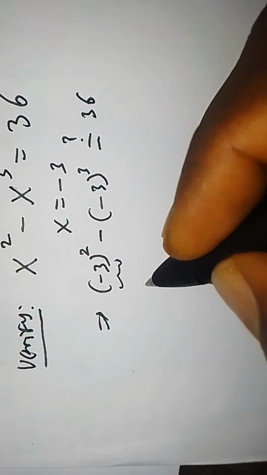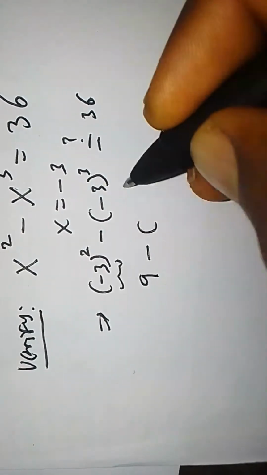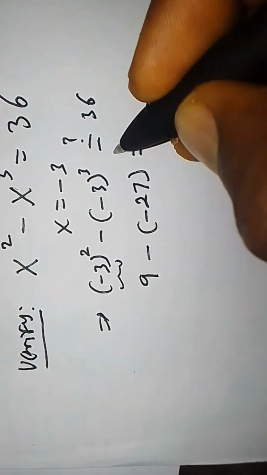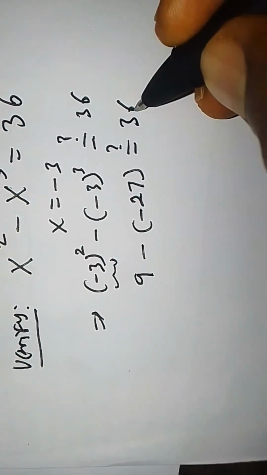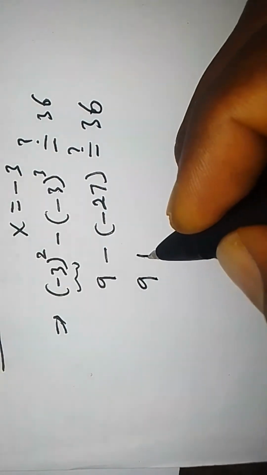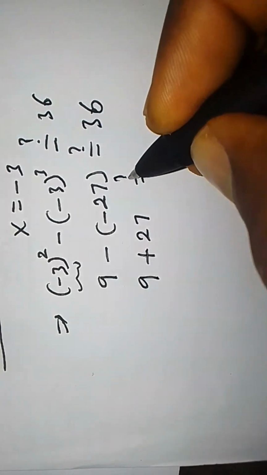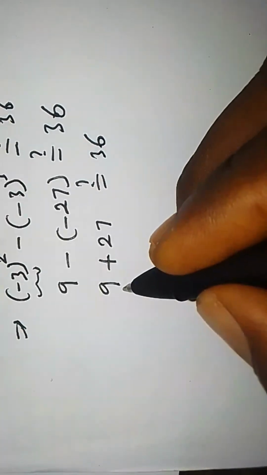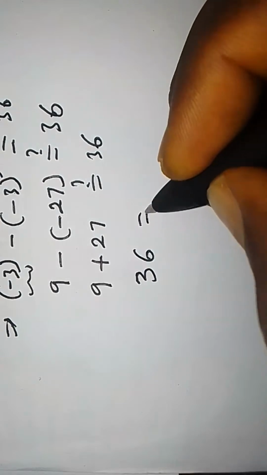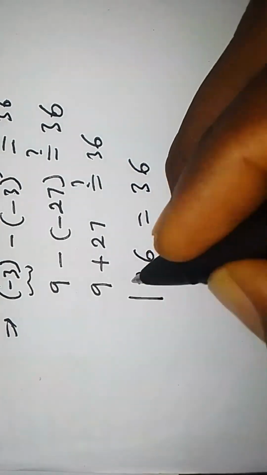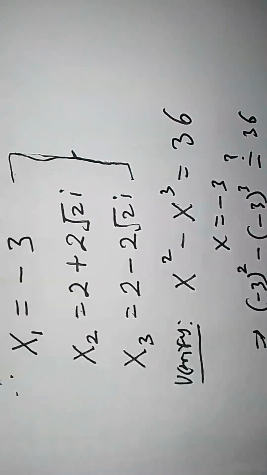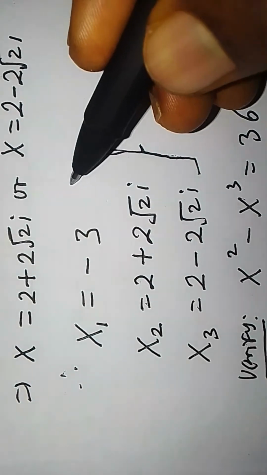That is minus 3 times minus 3, 9, minus minus 3 all to the power of 3, that is negative 27, equal to our claim, 36. Now, 9 minus times minus 27, that is plus 27, equal to our claim again, 36. 9 plus 27, that is what? That is simply 36, equal to 36. You will see that the left hand side is the same thing as the right hand side. That means the first solution is correct.